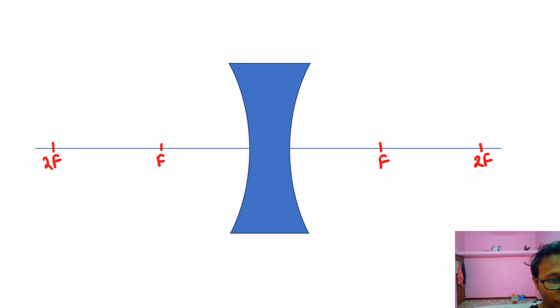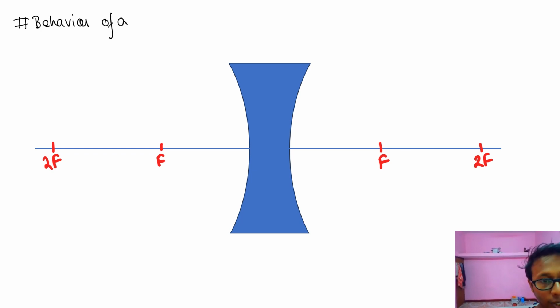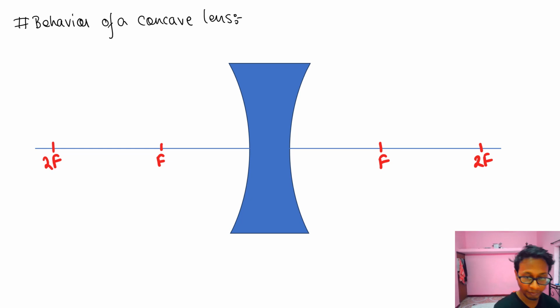Okay, so how does a concave lens behave? Behavior of a concave lens. Similarly to convex lenses, even concave lenses have focus and twice of focus. Twice of focus means this entire length is twice of this length. And the behavior of this concave lens is similar to a convex mirror.